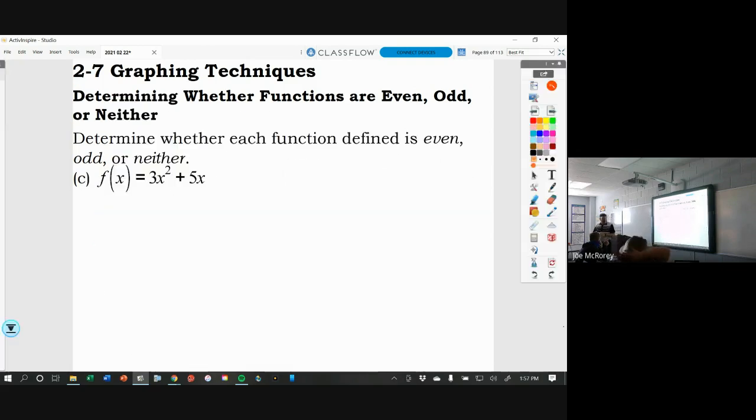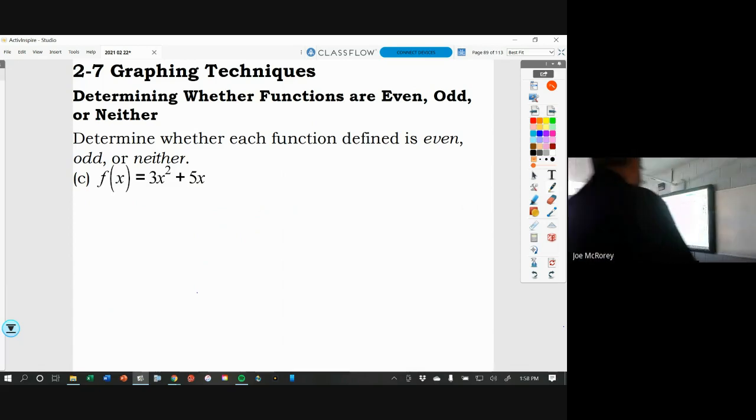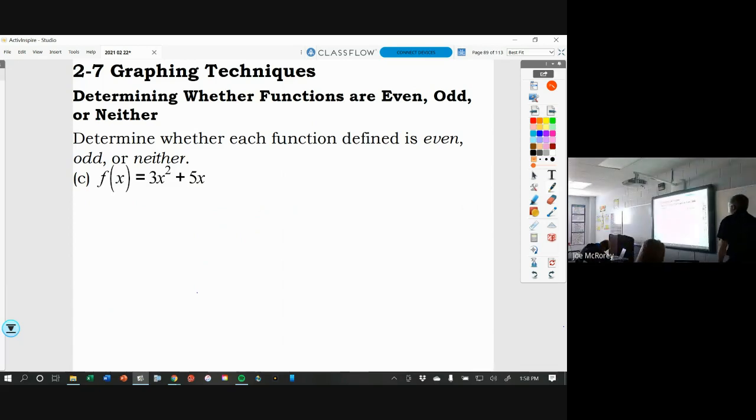Okay, let's do this one. Wait, I don't have enough paper. I'll just put it right here. I want to know if f of x equals 3x squared plus 5x is even, odd, or neither. No, I have enough space. Yeah, I'm keeping that actually.